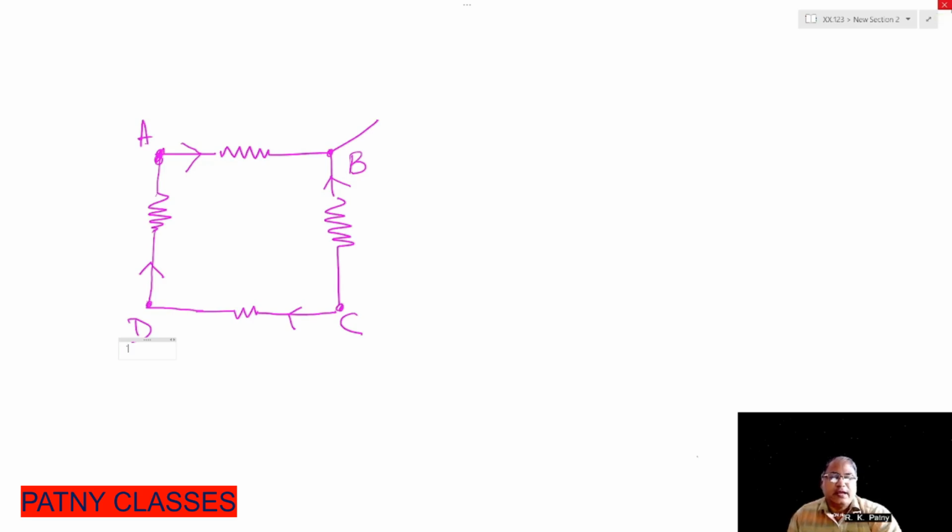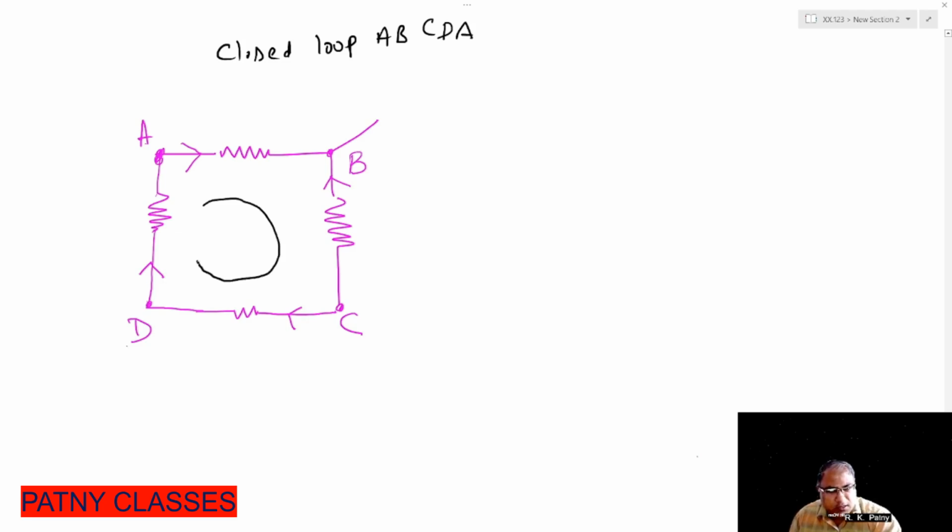Here we have an electrical circuit, and suppose we consider the closed loop A, B, C, D, A. That means we shall be moving in this direction. We trace the path along which we move, shown by the arrow mark inside the closed loop, inside this box. We show what direction we are moving. Now suppose we are moving from A to B, then B to C, then C to D, and D to A again. So we completed the tracing from A to A.